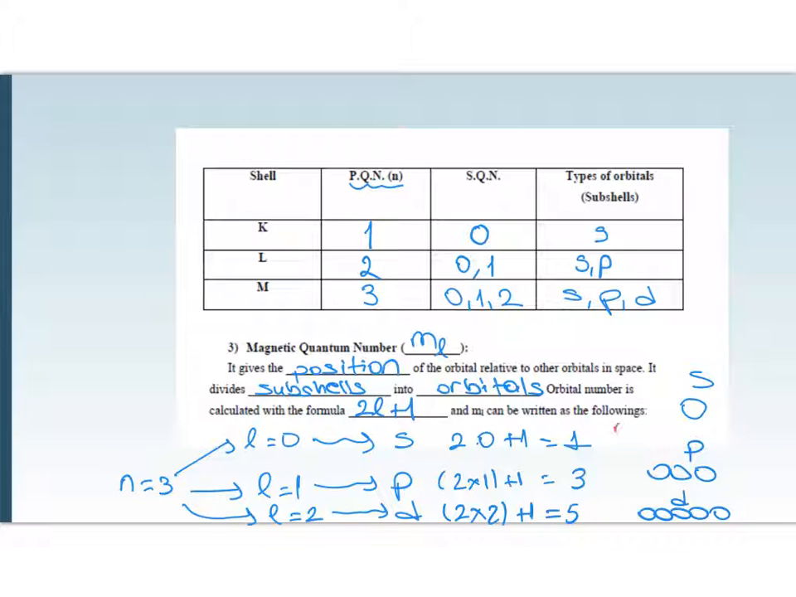In this case, ML will be equal to 0 because you have 1 orbital, not the other orbitals. So ML is 0. If you're talking about the p orbitals, in the middle one you have the value of 0, then this one will be minus 1, this one will be plus 1. And for D, this is going to be 0, plus 1, plus 2, and this is minus 1 and minus 2. So if there is an F orbital, it is going to start from minus 3 and go till the end of plus 3.